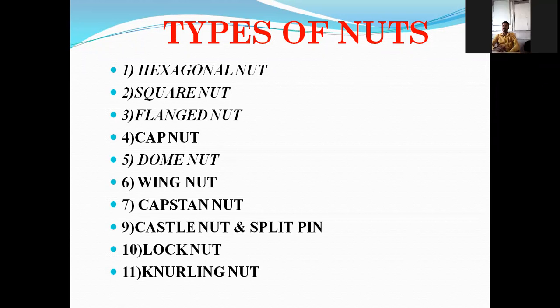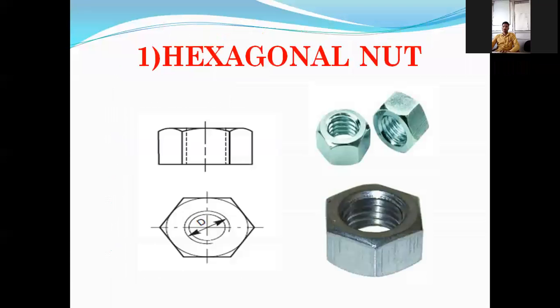But in day-to-day life, certain nuts are the ones we come across always. Okay, so let us see one by one. There are totally 11 types of nuts in practice that we come across. The first one we have seen is the hexagonal nut. We have already discussed this hexagonal nut. Who will tell a few sentences related to this hexagonal nut from our class?